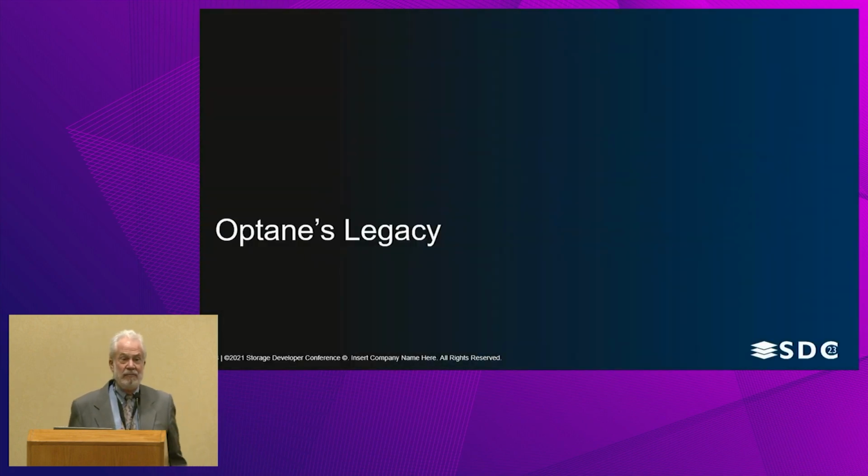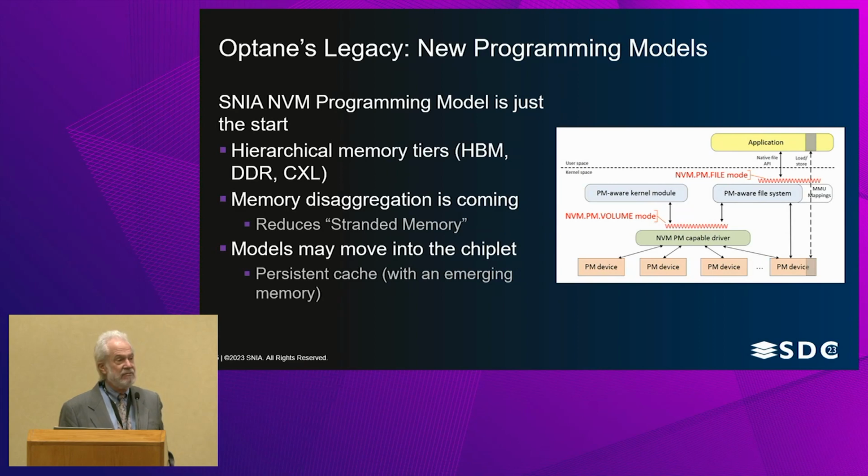So let's talk a little bit about what happened with Optane to support all of this. And probably the most important thing that I mentioned before is the SNIA persistent memory programming model. And that was just the start of things. It allows for you to have hierarchical tiers. You can have different speeds of memory in there. But there are other tiers that are starting to appear in the memory area.